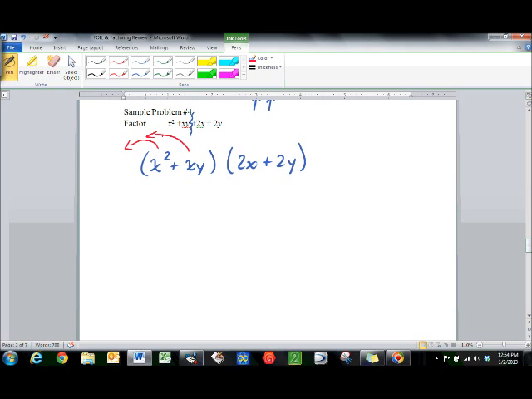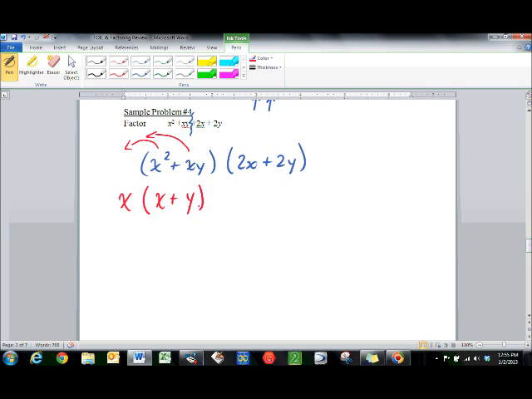So I'm basically reversing the distributive process right here. When I do that, I factor out a common monomial, and that leaves me an x right there and a y right here. So I've done this on the first part. I've factored out a common x, and I'm left with x times x plus y.